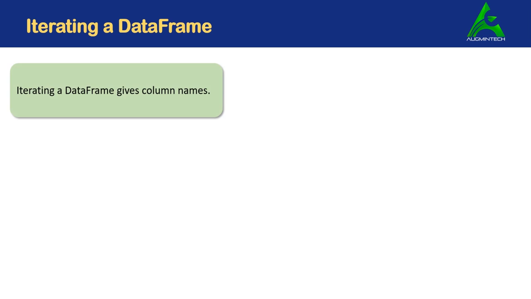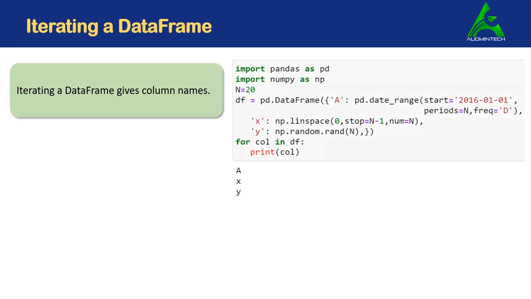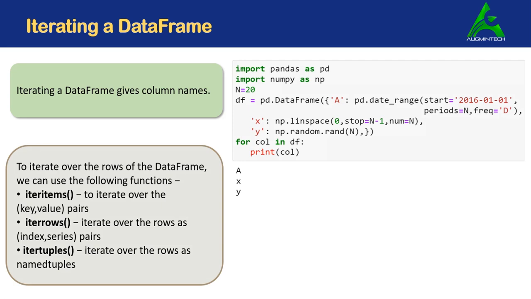Now let's see how to iterate over a data frame. So iterating a data frame gives us column names. So here we see we create a data frame and then we can just iterate over the data frame using some variable. So it is returning all the names of the columns like A, X, and Y. To iterate over the rows of the data frame, you can use the following functions. We have iter items method to iterate over the key value pairs, iter rows to iterate over rows as index or series pairs, and then we have iter tuples to iterate over the rows as named tuples. So we will have a look at these three methods.